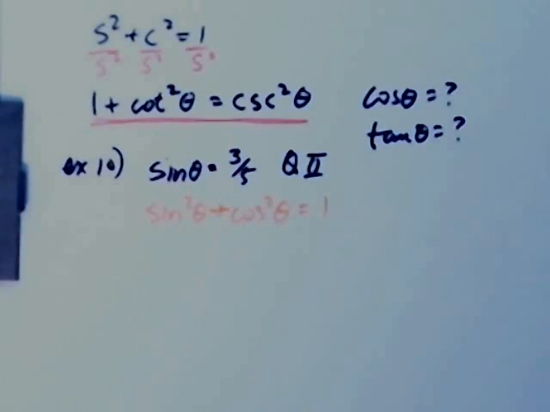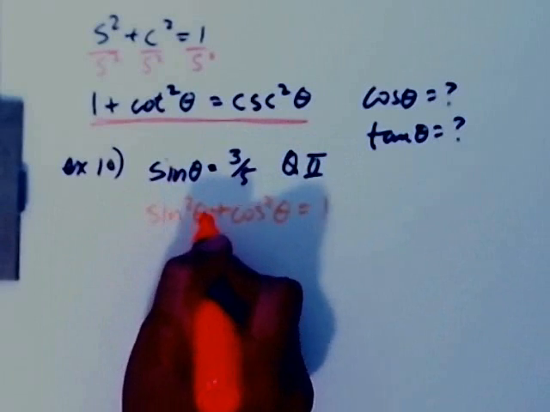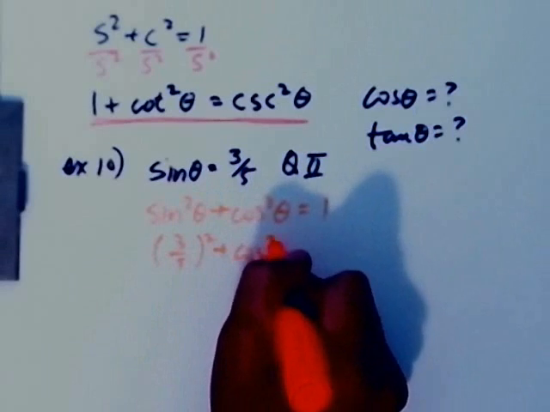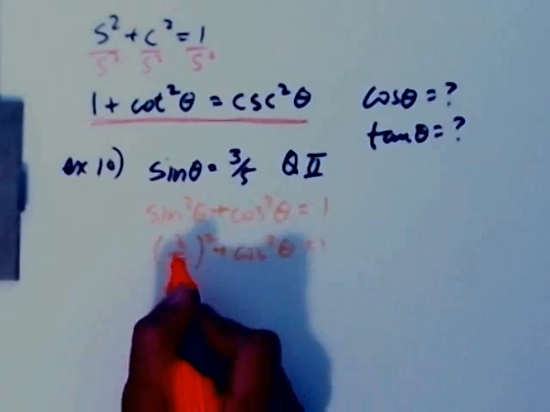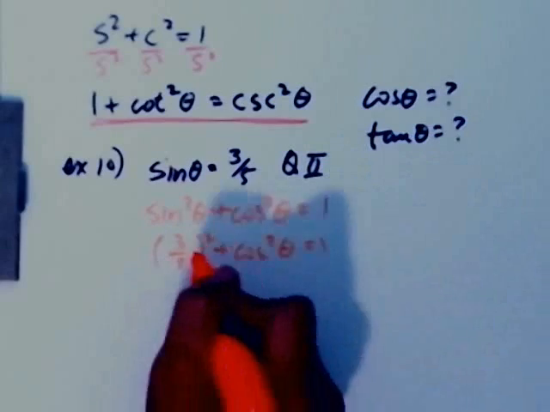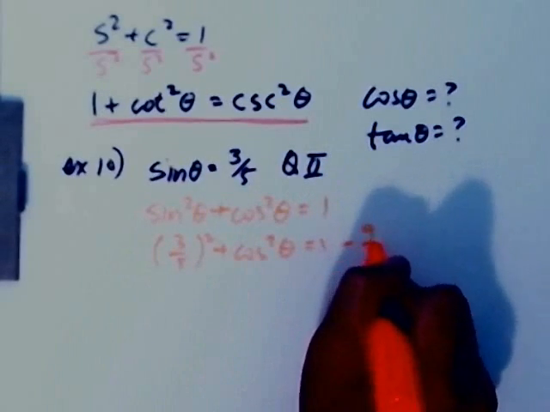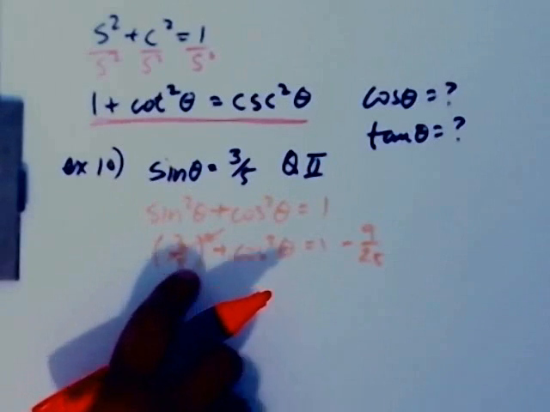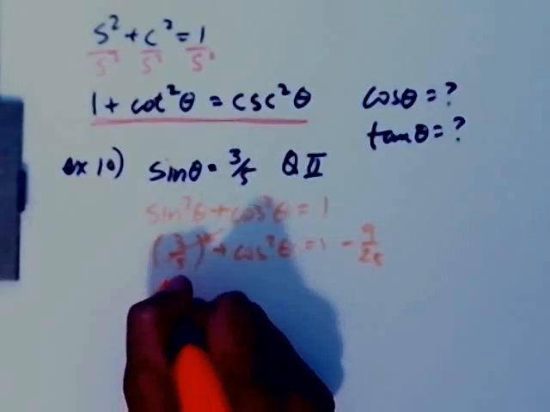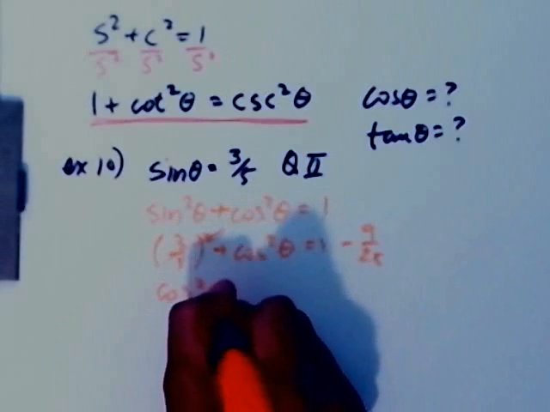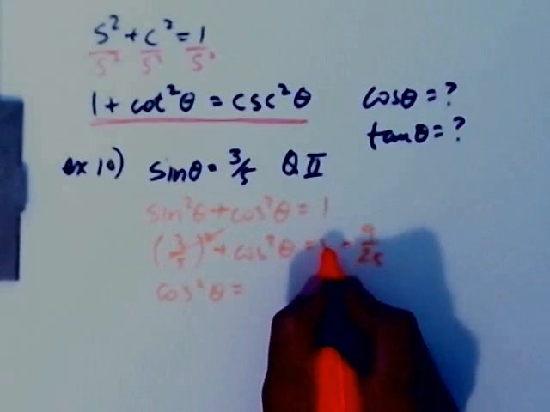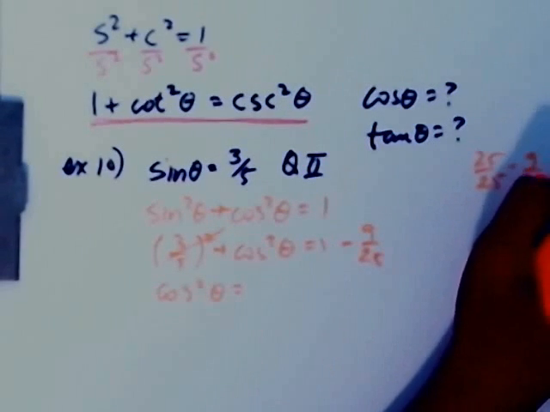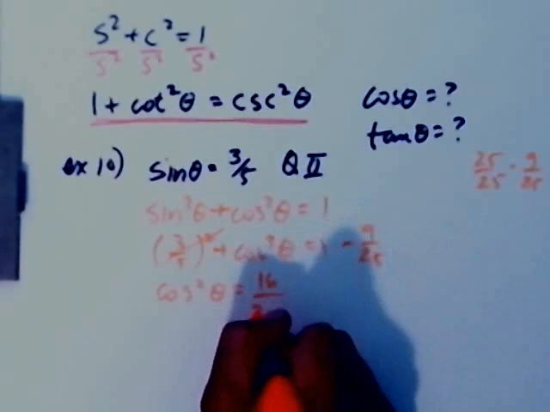I'm going to do it just a little bit different than the way the book does it. I know that the sine of theta is 3 over 5, so it's going to be 3 over 5 quantity squared plus cosine squared of theta equals 1 right there. 3/5 squared is 9/25. I'm going to subtract 9/25. Cosine squared of theta is equal to 1 minus 9/25, which is 25 over 25 minus 9 over 25. That's going to be 16 over 25.